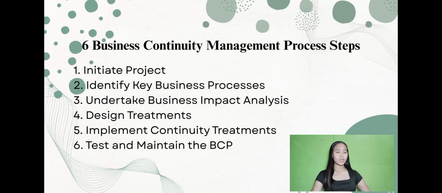6 business continuity management process steps. First is initiate project. Second, identify key business processes. Third, undertake business impact analysis. Fourth, design treatments. Fifth, implement continuity treatments. And the last one, test and maintain the business continuity process.